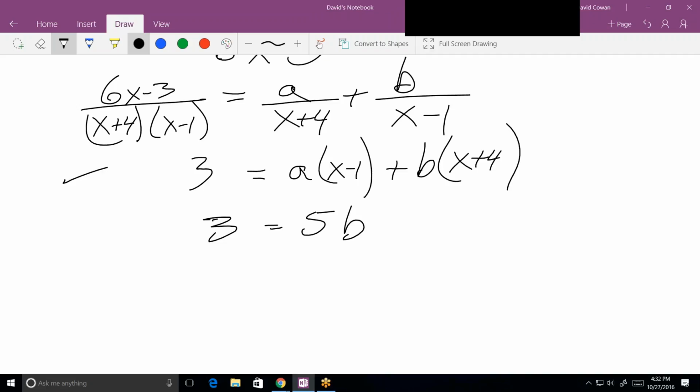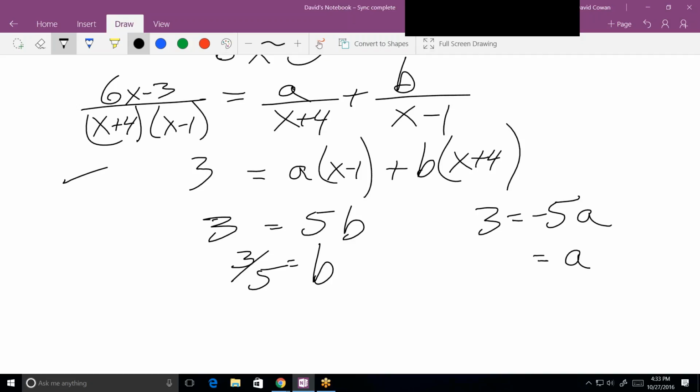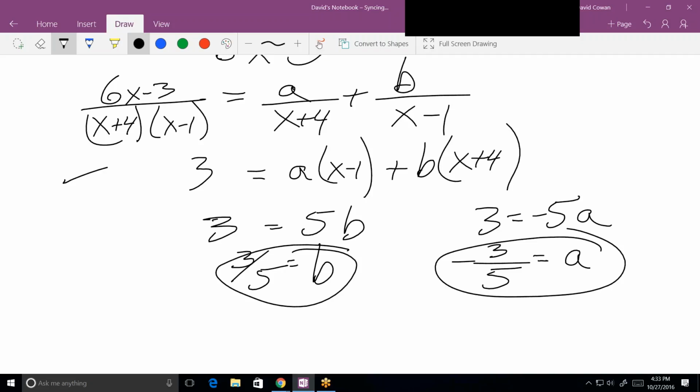In other words, I don't have to use simultaneous equations if I have this kind of a situation. So b would be equal to 3/5. And at the same time, I can choose, if I wish, to make x minus 4, which will eliminate the b term. And then I have 3 equals minus 5a, and so a equals 3 divided by negative 5, which is negative 3/5. So in this particular situation, I was able to solve for a and b without doing simultaneous equations.